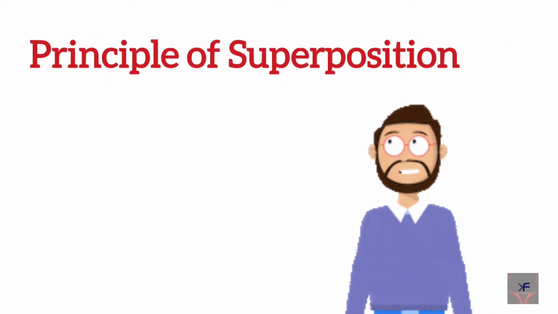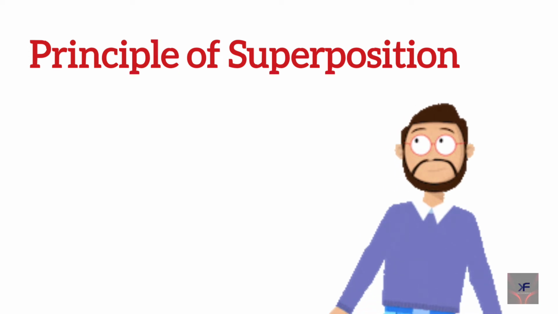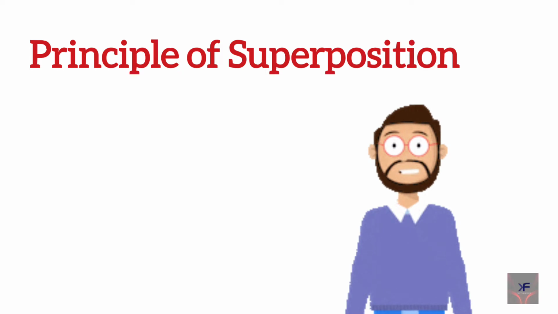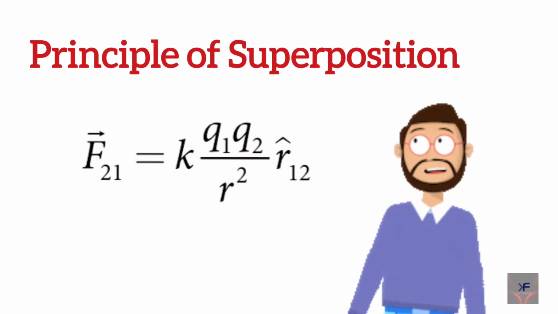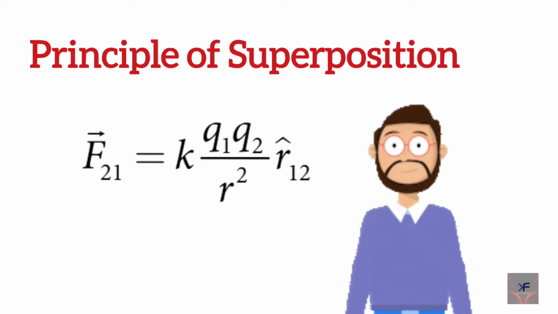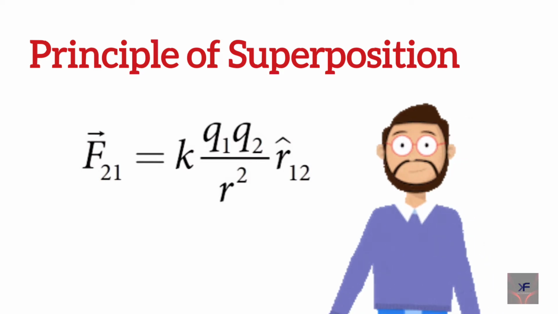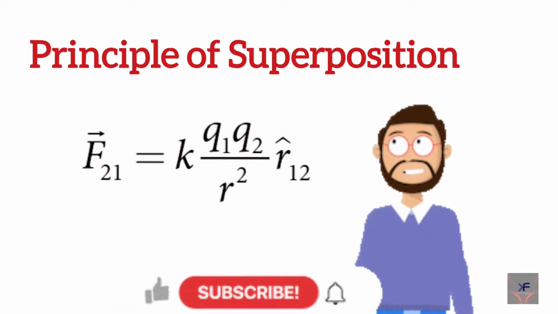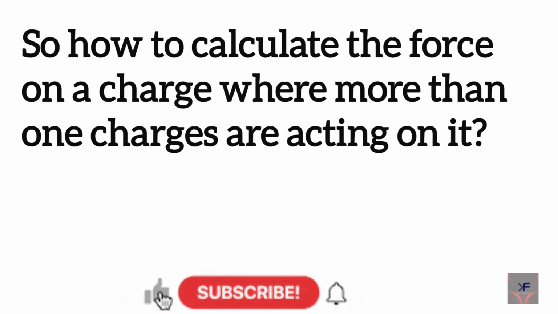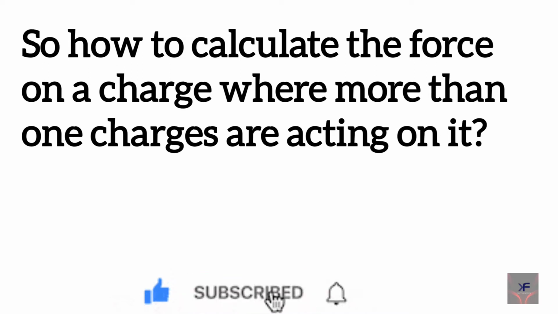Principle of superposition. In the previous class you might have seen how Coulomb's law formulated the interaction between two point charges. From this, the force between two point charges was calculated with the formula shown on the screen. Now instead of two charges, more than two charges act around a single charge. So the force on one charge due to all the other charges has to be calculated. So how do we calculate the force on a charge where more than one charge is acting on it?